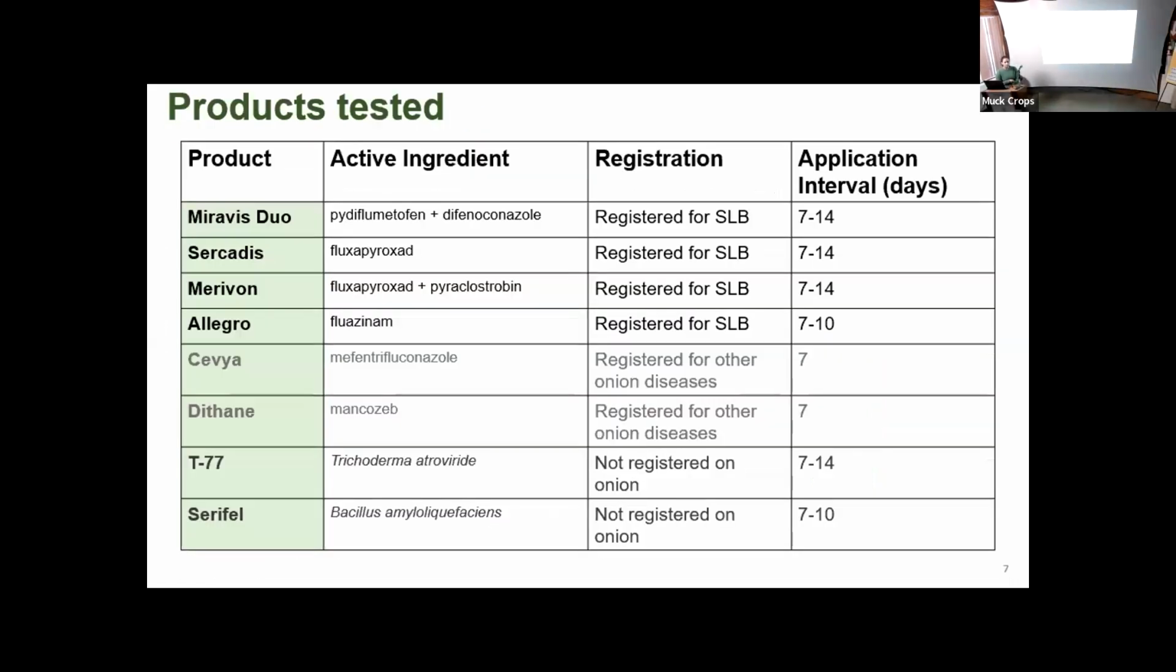So I'm going to talk a little bit about our fungicide efficacy trials for the last 2 years. So in these trials, we are looking at some products that are registered for Stemphylium. So that's Miravis Duo, Circadus, Maravon, and Allegro. And then we're also looking at some products like Sevia and Diethane that are registered for other onion diseases like botrytis, but aren't necessarily registered for Stemphylium. And then a couple biologicals like T77 and Serifel, which aren't currently registered on onion. And one thing to note is that these products do have different application intervals that range from 7 to 14 days.